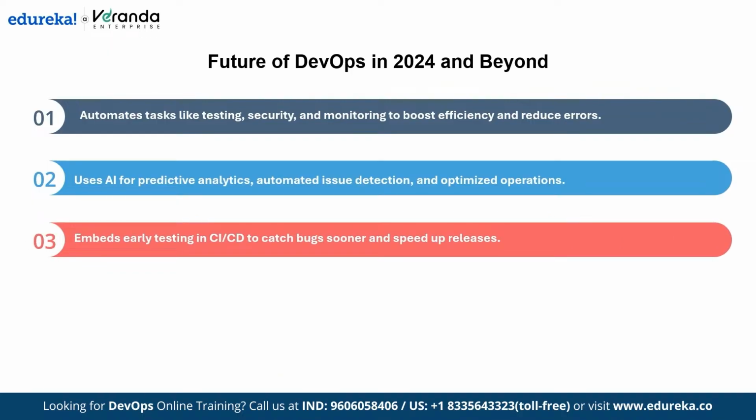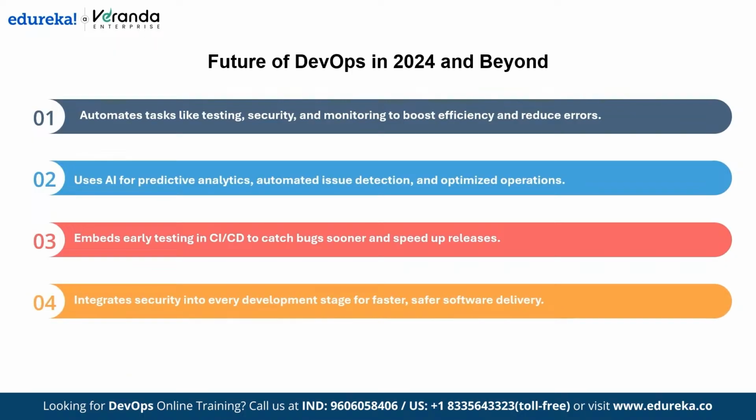Then we have the shift-left testing. Testing will continue to move earlier in the development lifecycle, ensuring bugs are caught early. This reduces risks and also accelerates release cycles by embedding continuous testing into CI/CD pipelines.